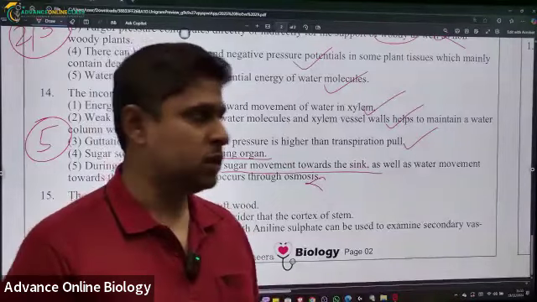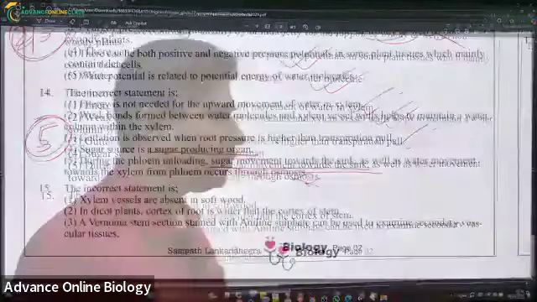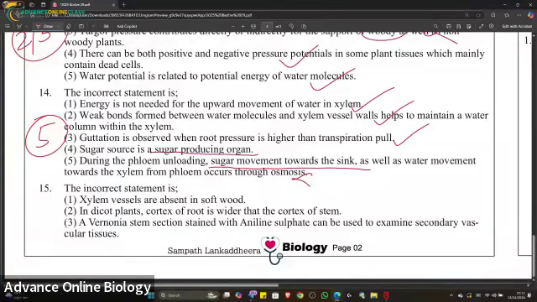What is your answer for question number 15, students? The incorrect statement is: xylem vessels are absent in softwood. What is softwood? Can somebody tell me what is softwood? Softwood is the wood present in gymnosperms, right? What is hardwood? Hardwood is the angiosperm wood, right? Softwood and hardwood.